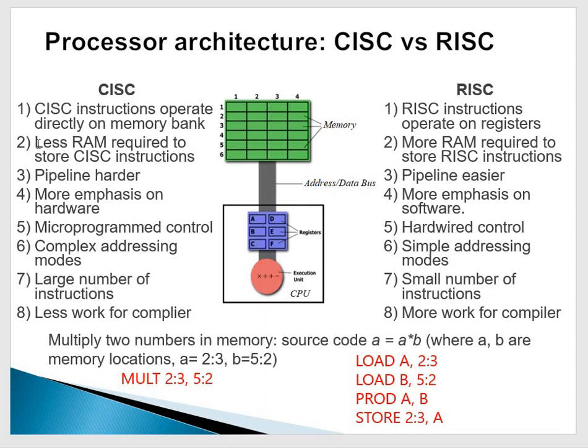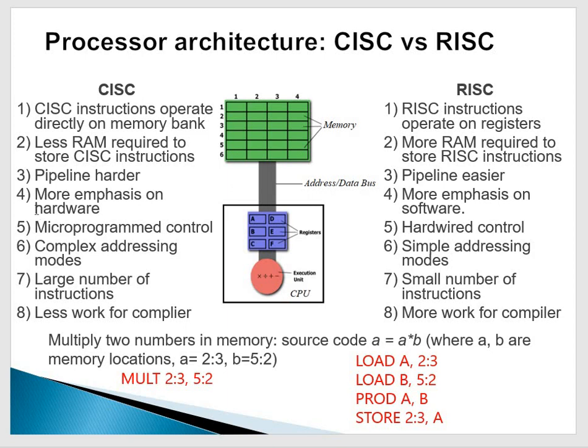In this particular case, less RAM is required to store the CISC instructions, as we can see that the data of the external memory can directly be accessed by the instructions. So naturally, less RAM is required to store the CISC instructions. On the other hand, in case of RISC, more RAM is required because instructions can manipulate the data from the internal registers only. So that is why more RAM is required in case of RISC.